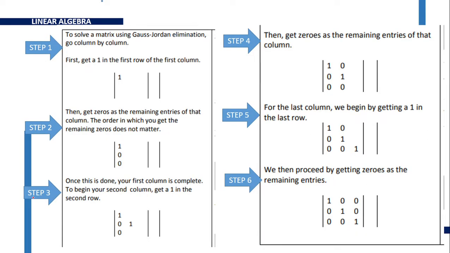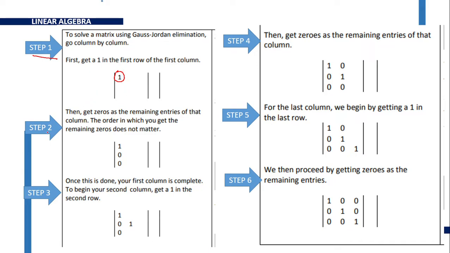So, we have steps here kung paano natin mas mapapaliwanag sa inyo yung pag-solve or paggamit ng Gauss-Jordan reduction. So, we have step 1. Ayan, kung mapapansin nyo, we have step 1 here. To solve a matrix using Gauss-Jordan elimination or reduction, go column by column. So this is another technique daw, column by column yung paggagawa natin. First, get a 1 in the first row of the first column. So, kailangan daw nating gawing 1 yung first element dito sa first column.